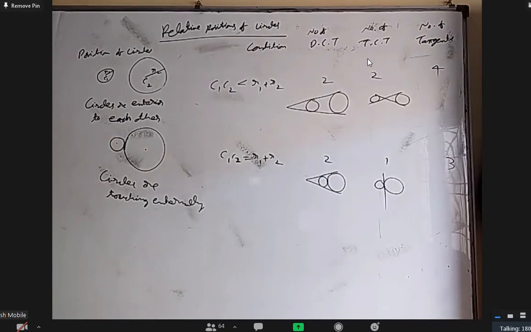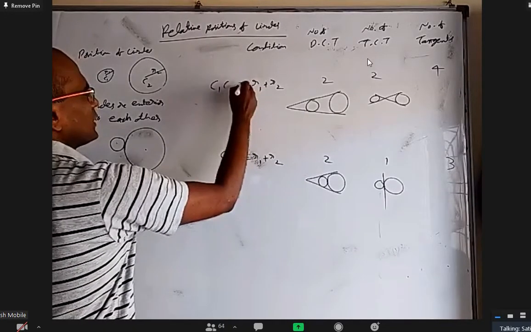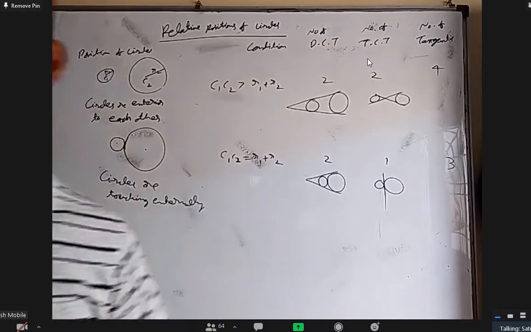Sir, in the first one, C1C2 is more than R1 plus R2. That's greater than, thank you. So please write here C1C2 is greater than R1 plus R2. Please correct this.